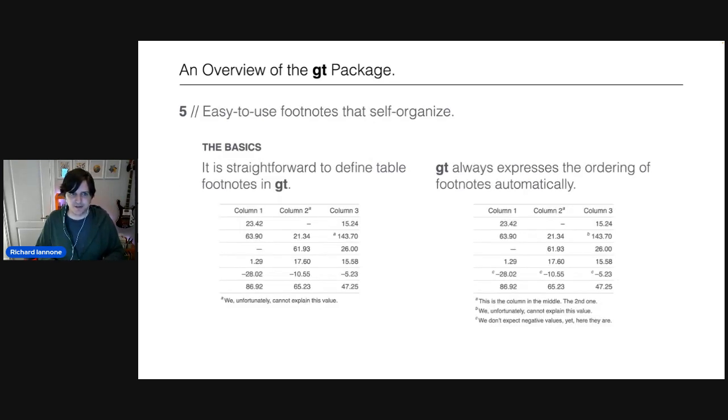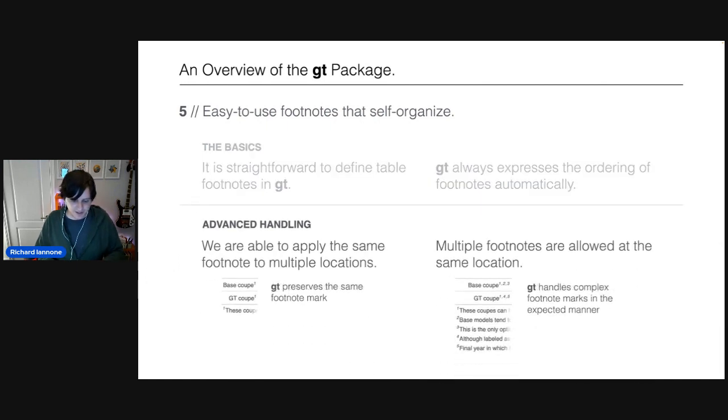Another big thing that GT does that's pretty great is footnotes. It's pretty straightforward to define footnotes. You just use a function, tab_footnote. GT takes care of the ordering and the lettering or numbering of that. And you can modify the fine details in terms of letters or numbers or whatever symbols you want to use. The cool thing is it does things that you expect from publishing. It'll reuse the same footnote multiple times and apply the same mark. Or if there are multiple footnotes at the same location, it will intelligently create the footnote marks in the right way and the right order.